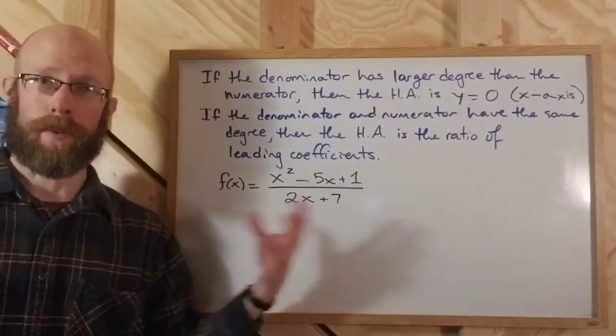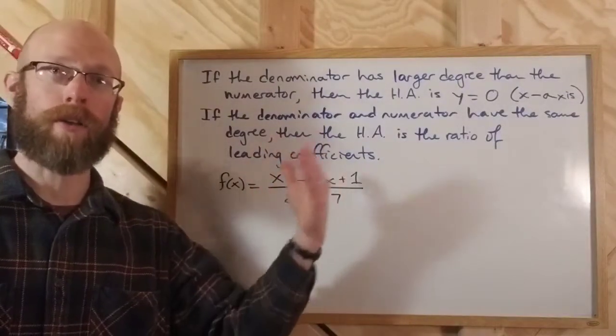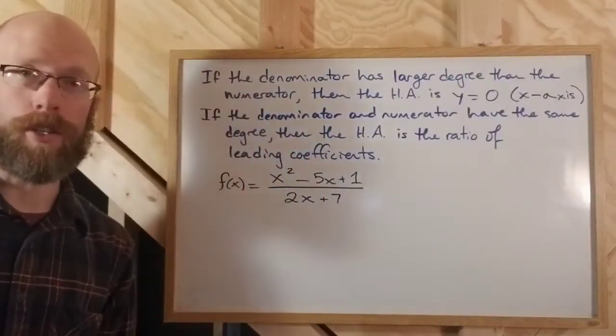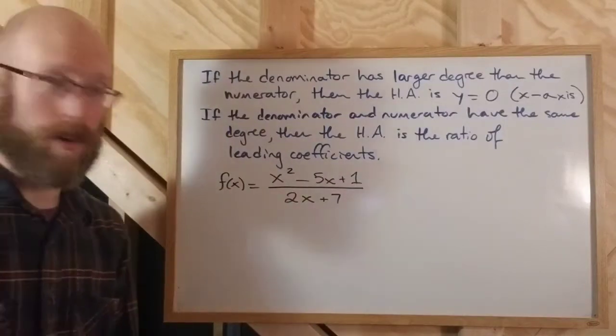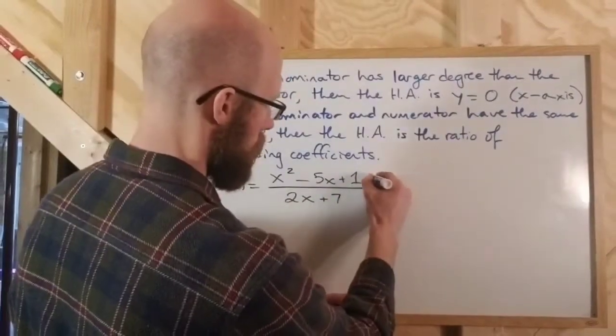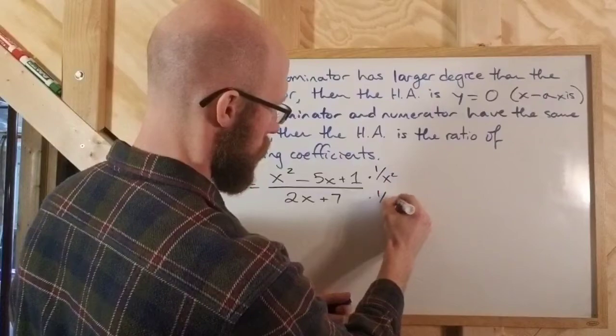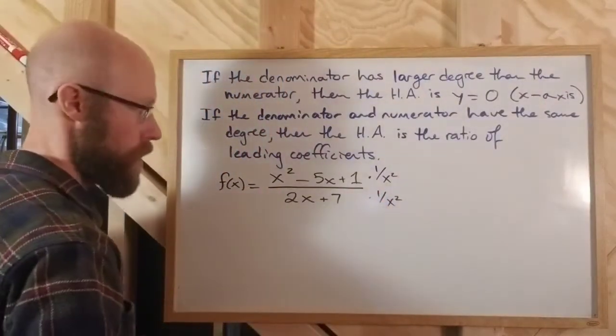Okay. Now I'm going to repeat this process. I'm going to divide the top and bottom, or multiply by 1 over the largest power, which is x squared here. So I'm going to multiply by 1 over x squared, multiply by 1 over x squared.